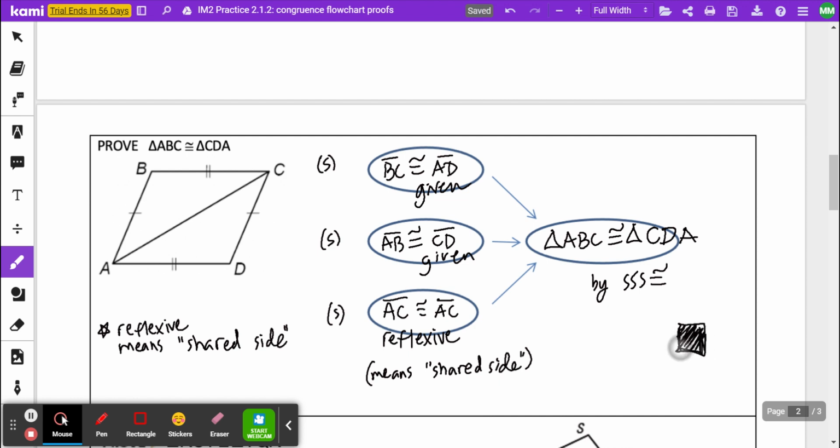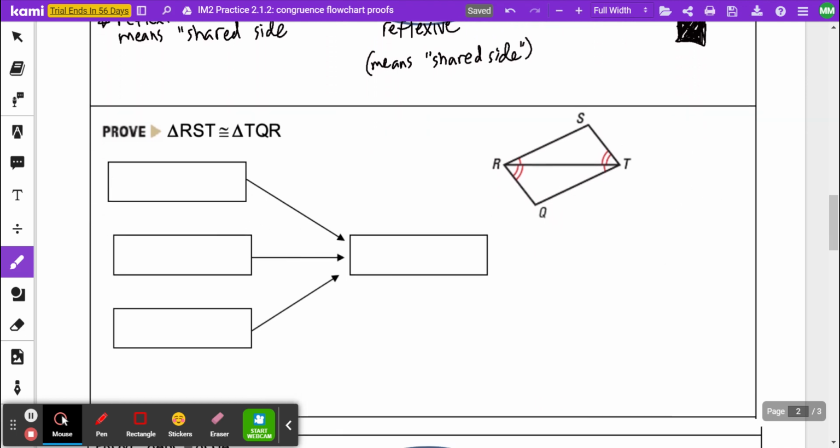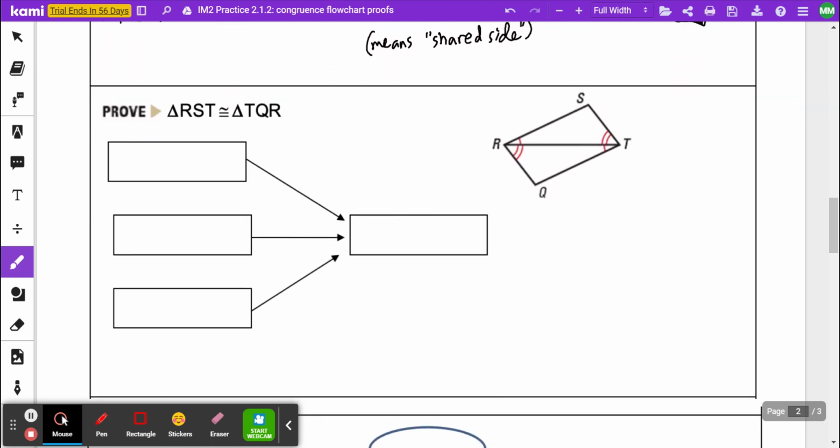Careful when you have a justification that isn't given. That's when it comes down to studying. You might not memorize all of these naturally. You might have to make yourself memorize them through work. Okay, next. I see that I have two common angles and an included side.